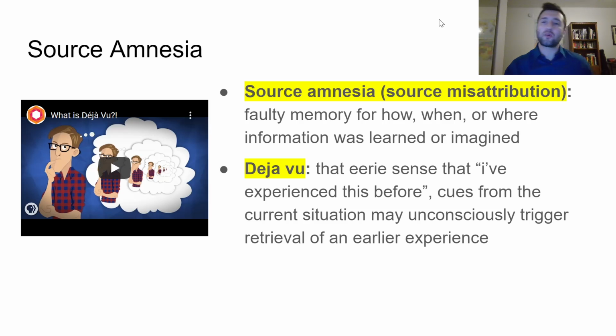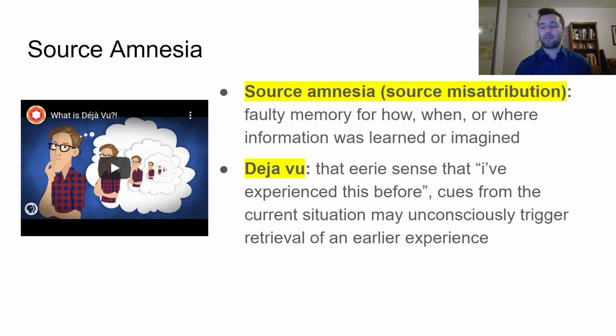We can also talk about what's called source amnesia and déjà vu. Now, these are kind of like separate pieces. They are a little bit tied to retrieval as well, where it's basically a loss of information. So source amnesia or source misattribution, they're basically the same thing, are where we remember something, but we don't remember how we know that something. So it's a fault of memory of how, when, or where information was learned or imagined.